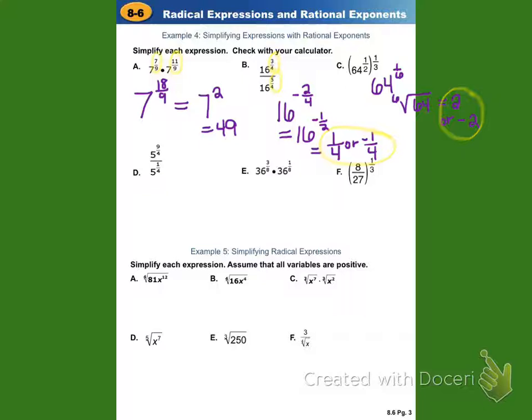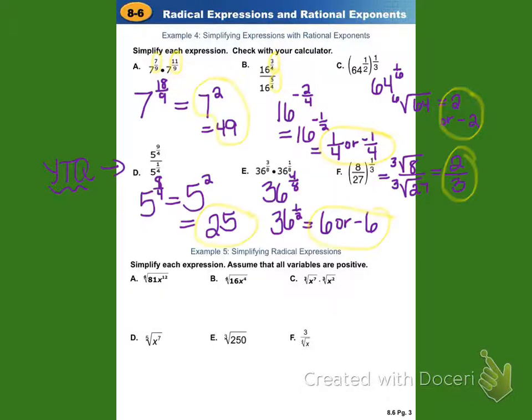So here are some for you to try. Try the 3 you-try questions, D, E, and F. When you're done, tune back in and check your work. All right, thanks for trying those. Check out the answers: 25, 6 or negative 6, and finally F is 2/3.